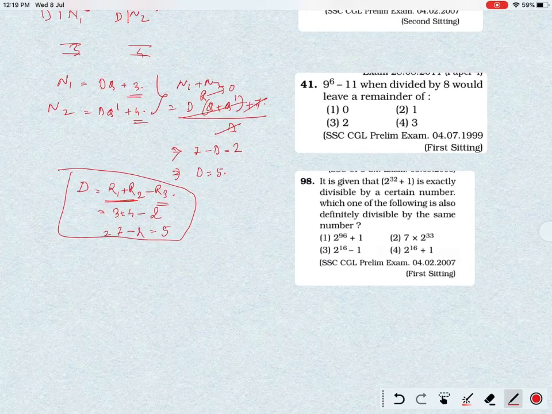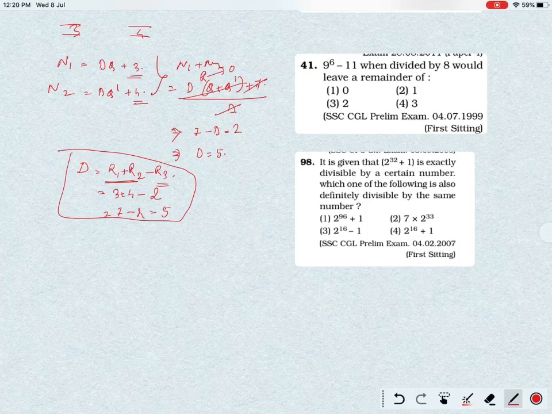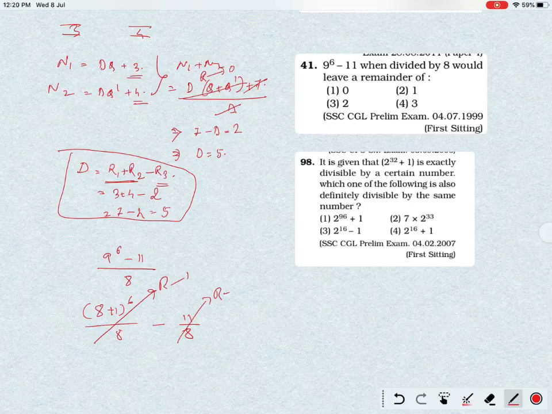9 to the power 6 minus 11, when divided by 8, would leave a remainder of what? 9 can be written as (8 + 1) to the power 6 divided by 8, minus 11 divided by 8. Here we will get a remainder of 1, and here we will get a remainder of 3, since 11 is 8 plus 3. So 1 minus 3 is equal to minus 2 by 8.